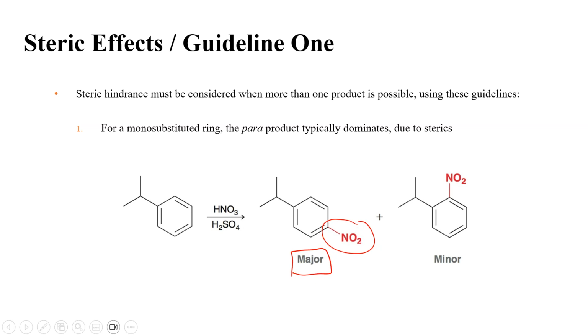Remember, the only time you ever get the ortho product as major is when the alkyl group is really small, particularly like a CH3 group. That's the only case. Usually when it's bigger than a CH3 group, the major product is always going to be para. So that's just something to keep in mind, and you'll see that going forward.